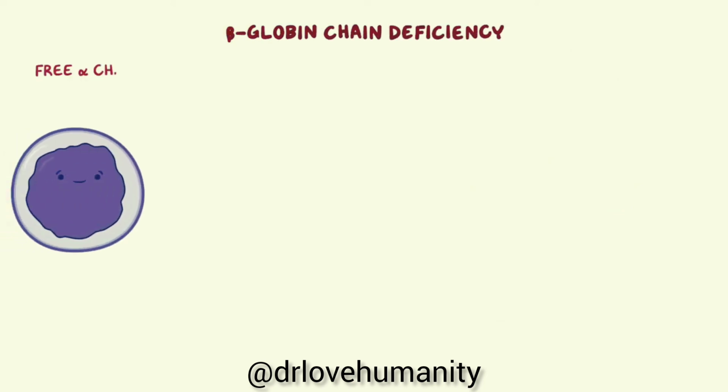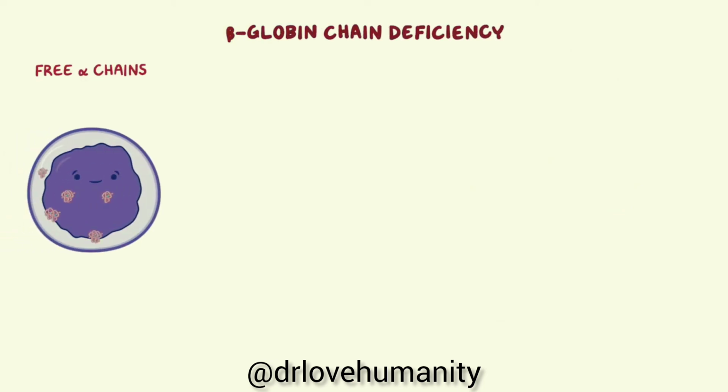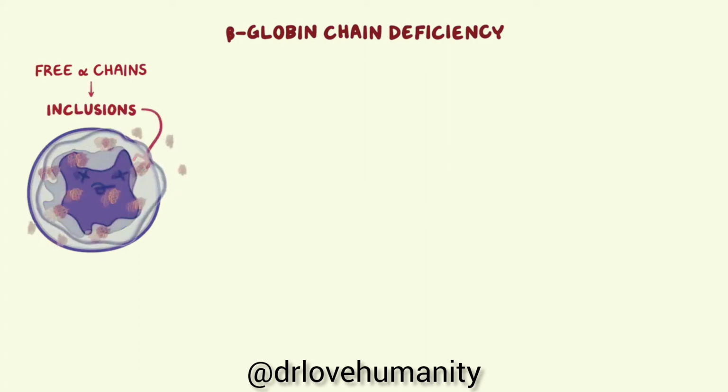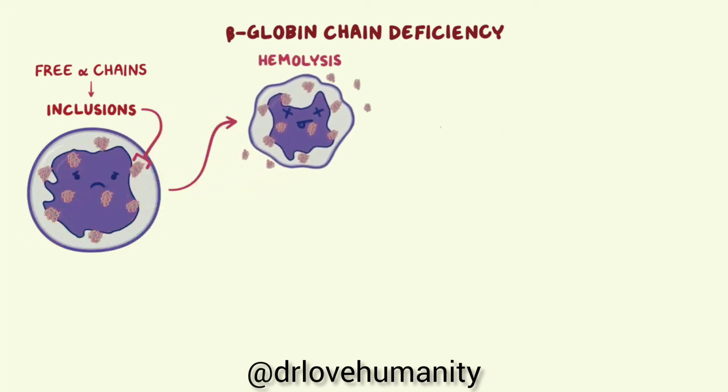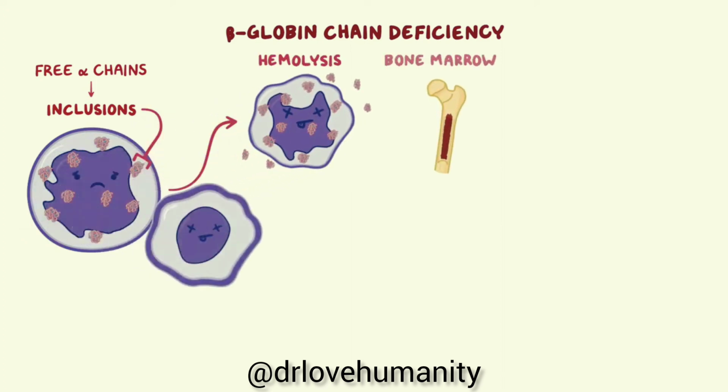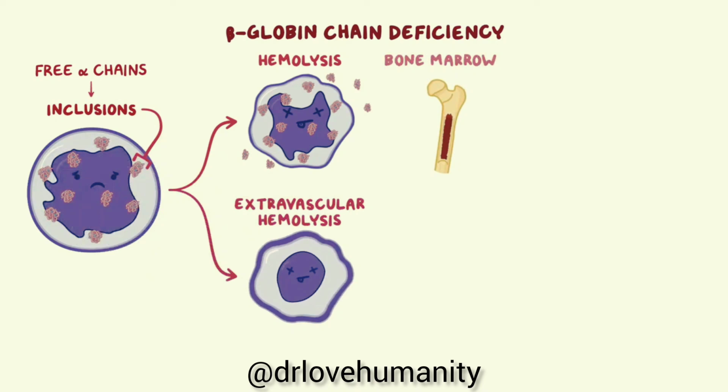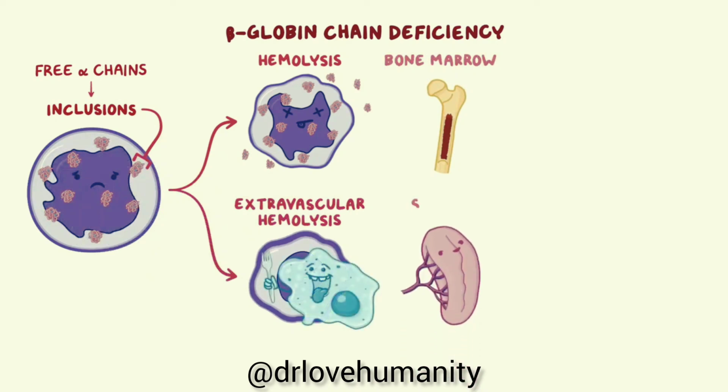When there's a beta globin chain deficiency, free alpha chains accumulate within red blood cells, and they clump together to form intracellular inclusions, which damage the red blood cell's cell membrane. This causes hemolysis, or red blood cell breakdown in the bone marrow, or extravascular hemolysis, where red blood cells are destroyed by macrophages in the spleen.